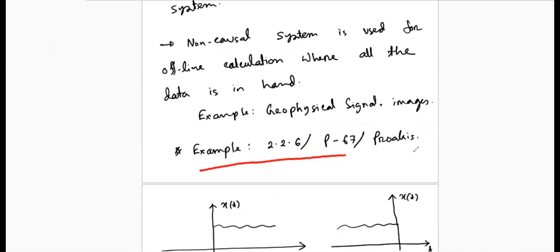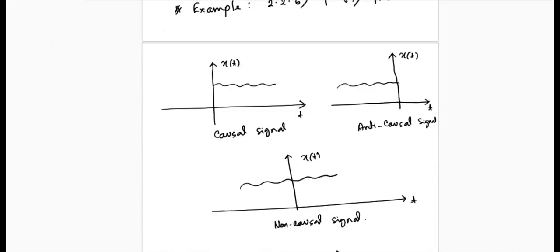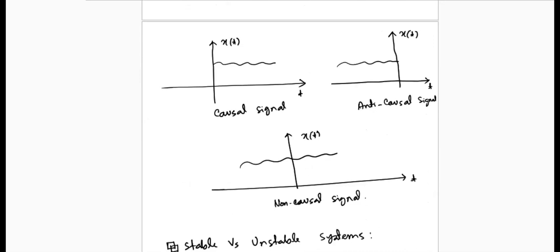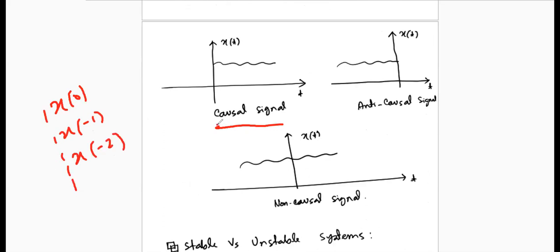Please go through this example. It will make your life easy. Sometimes you may confuse the causal system and the causal signal. The causal system depends on, as I have already mentioned, x0, x minus 1, x minus 2, and so on. But what about the causal signal? The causal signal is a signal. This is your present sample, and these are the samples you are looking for, the future samples.